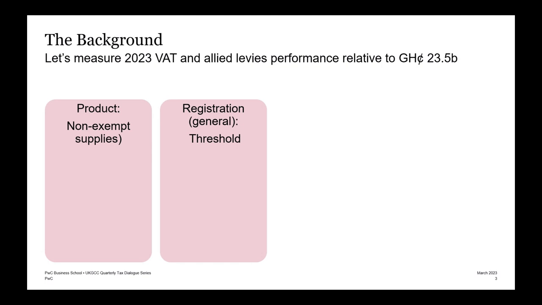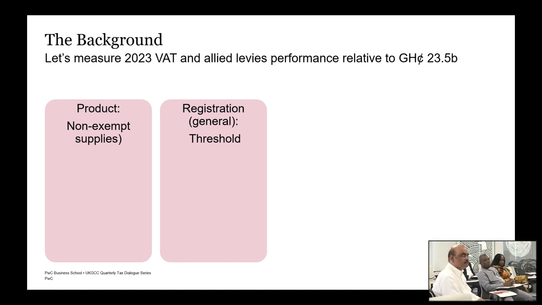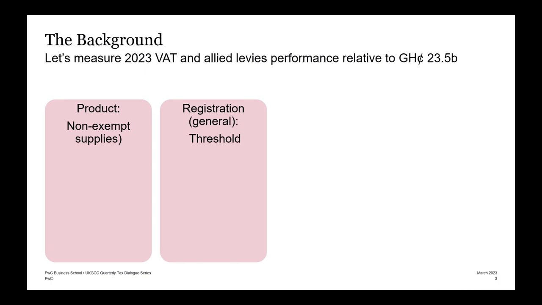5,000 cedis a week, break that down into working days, gives you roughly about 1,000 cedis per day. So if you are doing anything and you are unlikely to be earning on average more than 1,000 Ghana cedis, the GRA may not be interested in you unless you want to bring yourself into the VAT net. So that's the second thing that we need to know.